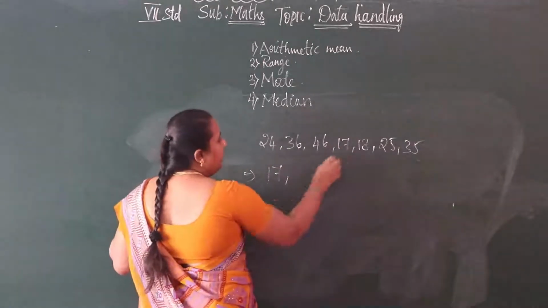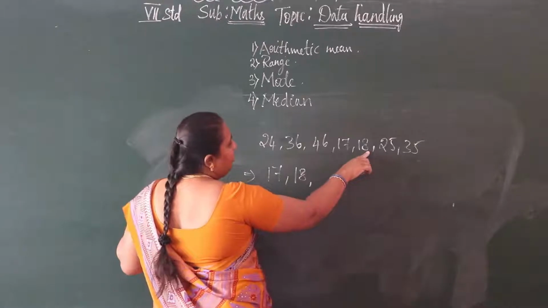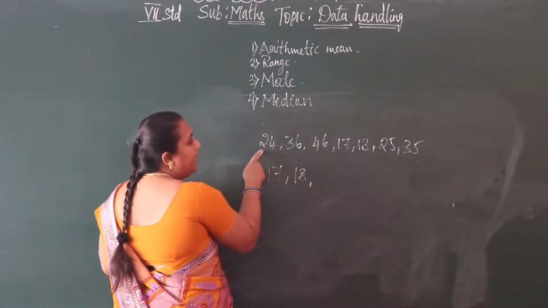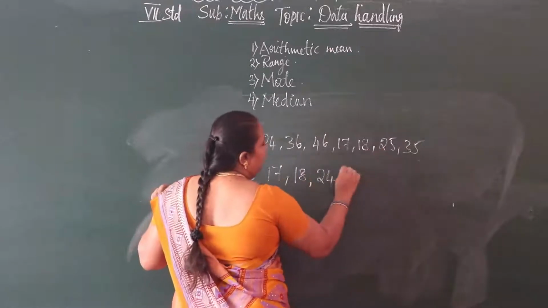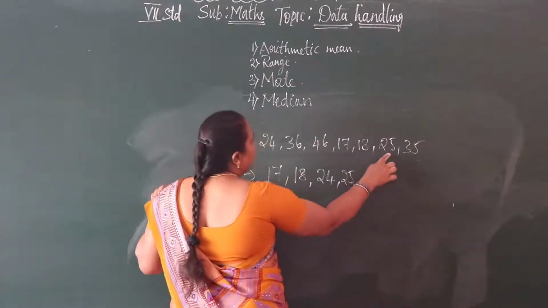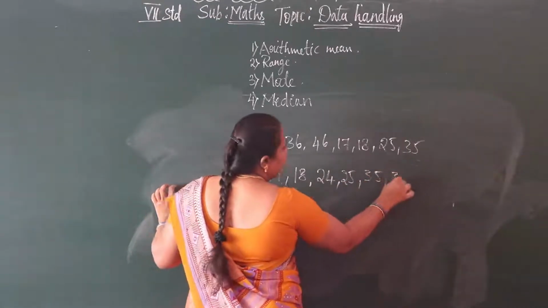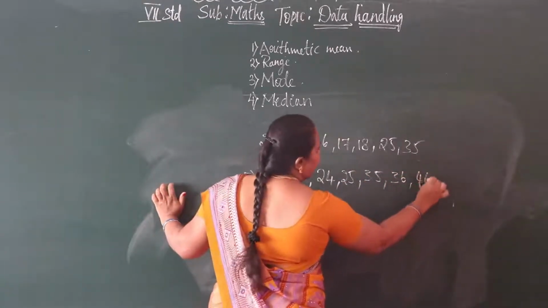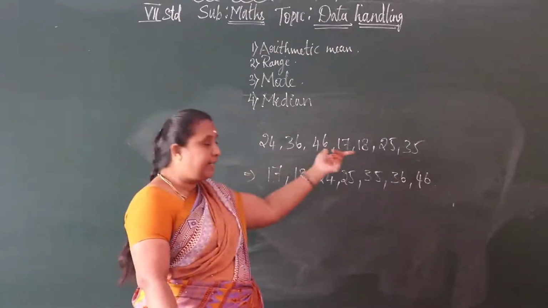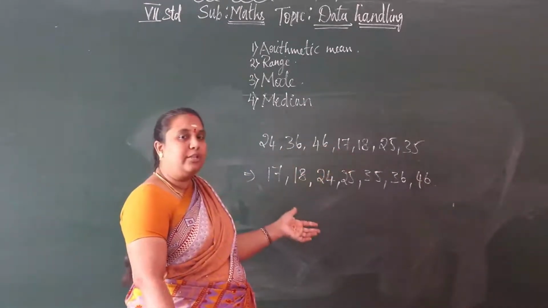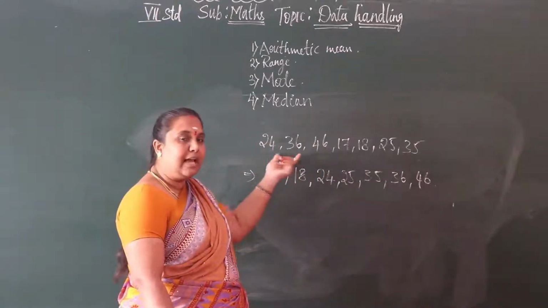17. Then we have 18. Then 19 is not there, 20 is not there. We have next 24, and then 25, 25, then 35, then 36, and then 46. Now count the numbers in the data, and then count the numbers in ascending order. We have the same numbers now.